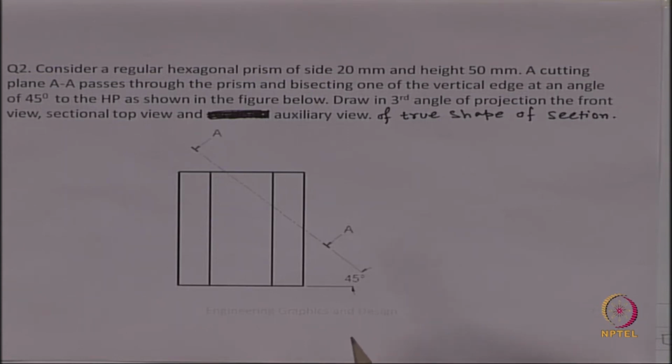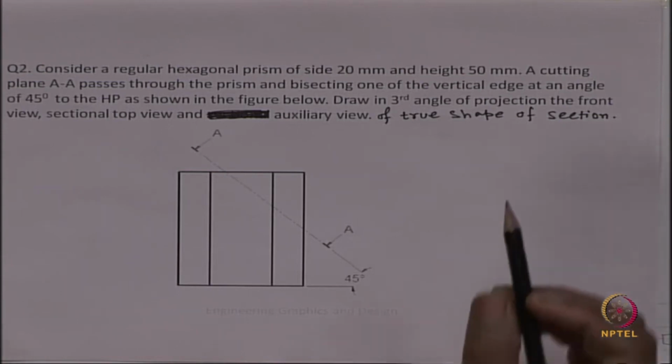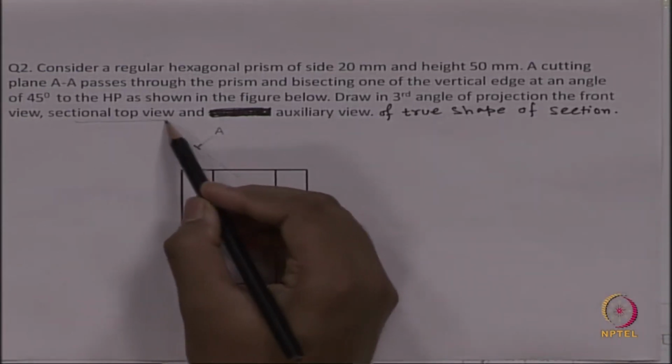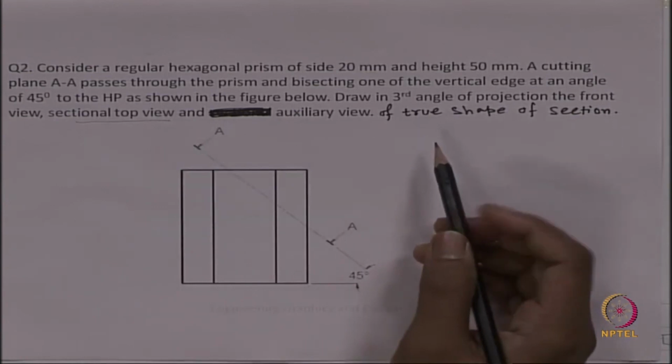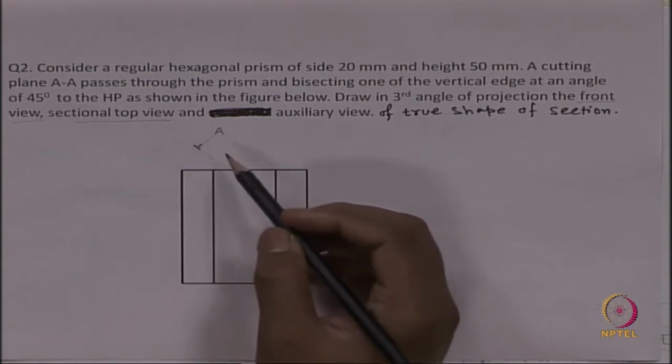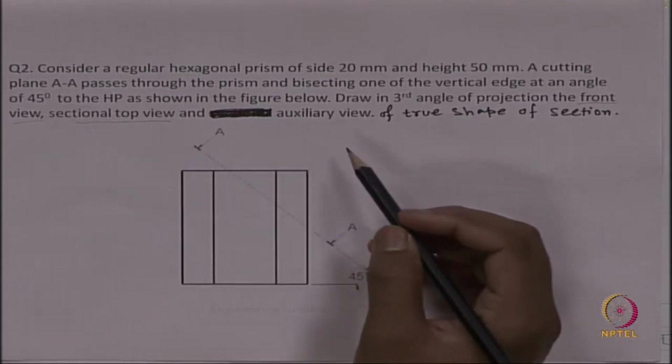For the auxiliary view, we need the help of two different views. One is the adjacent view, another is the related view. What the adjacent view and the related view are has been covered in the class, but in this particular drawing I want to mention that our sectional top view will be the related view and the front view will be the adjacent view. The rest of the things I will explain once I start the drawing.